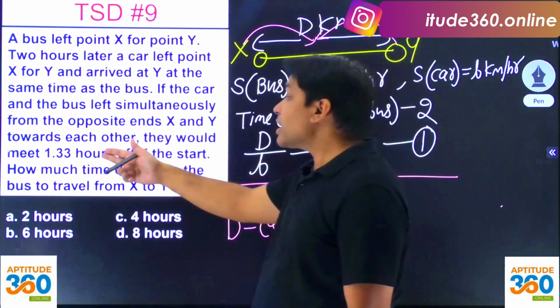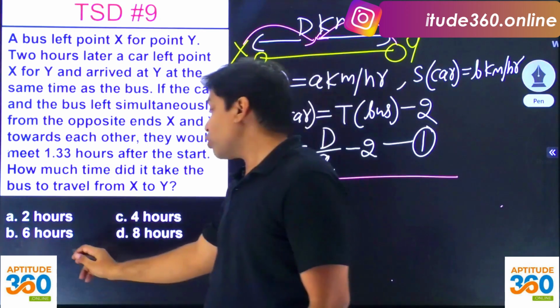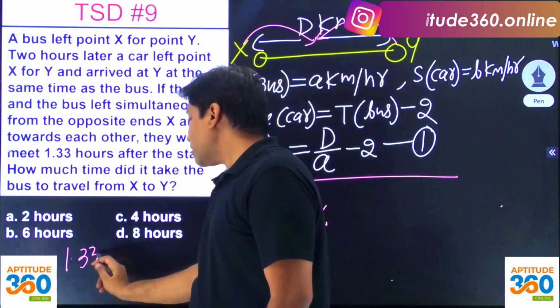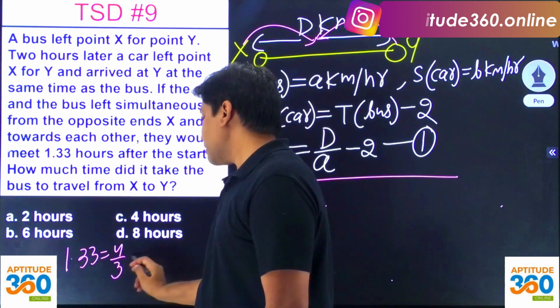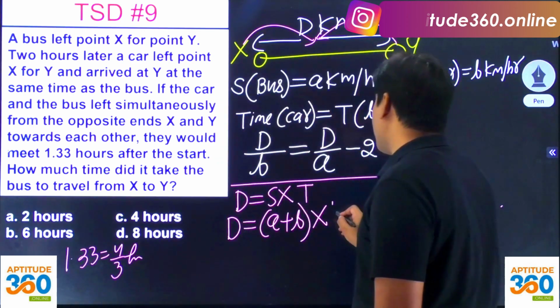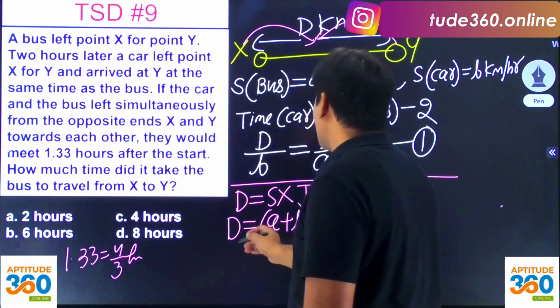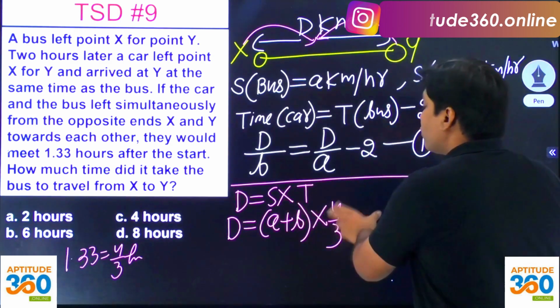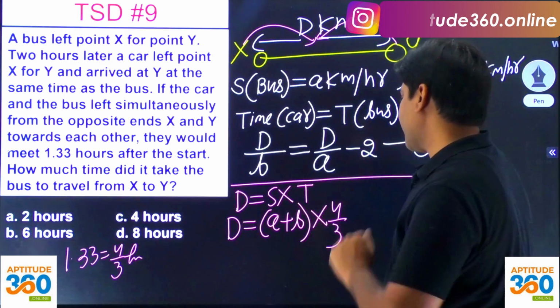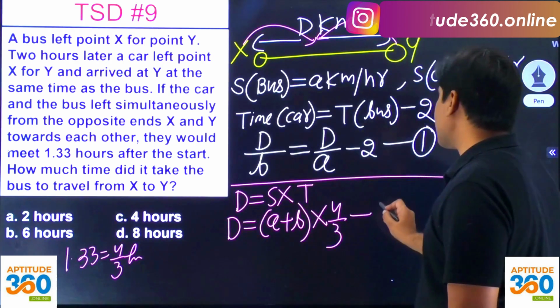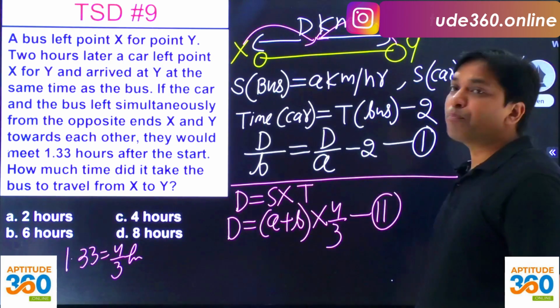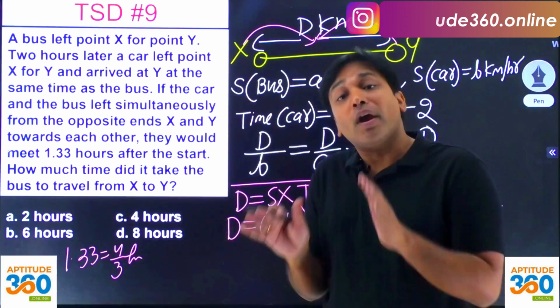And they are meeting in how many hours? 1.33. This is what they say to confuse you. 1.33 is 4 by 3 hours. So this is 4 by 3. So distance is equal to a plus b into 4 by 3. Now understand this thing. So let us say this is our equation number 2, and the problem has not given you anything else.